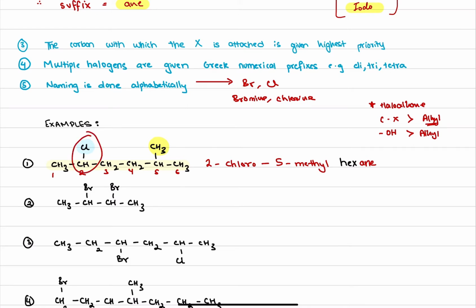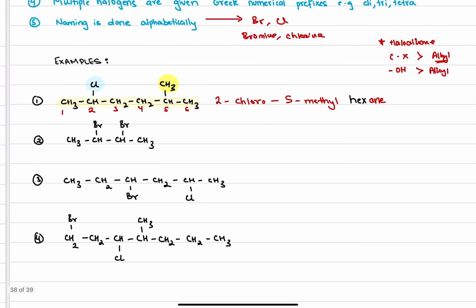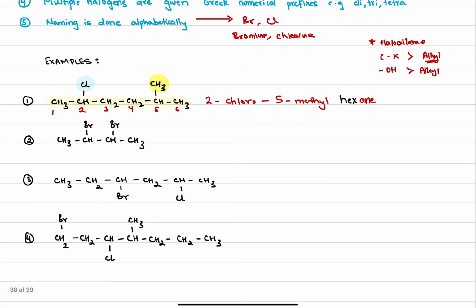So this is given the more preference, and this is why this is written first and the 5-methyl is written later on. All right, so I hope that makes sense. Let's go and talk about the second molecule.